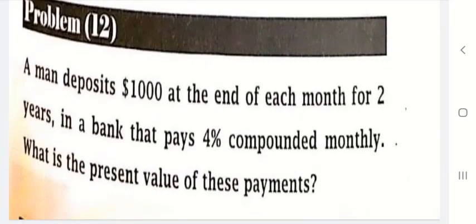And problem number 12. A man deposits $1,000 at the end of each month for 2 years. So R will be equal to $1,000, and there are 2 times 12, which is equal to 24 annuities, in a bank that pays 4% compounded monthly, so J equal 4%, M equal 12, and I equal 4% over 12. We need to get the present value.